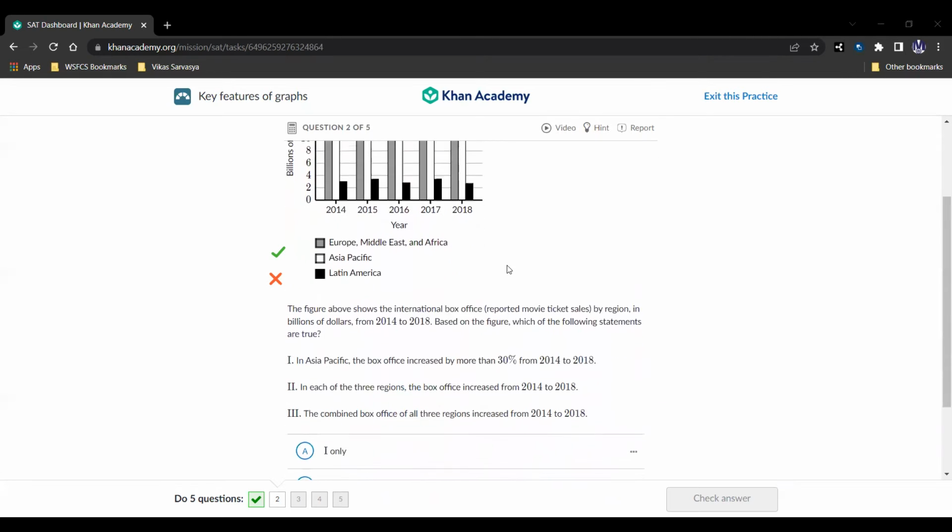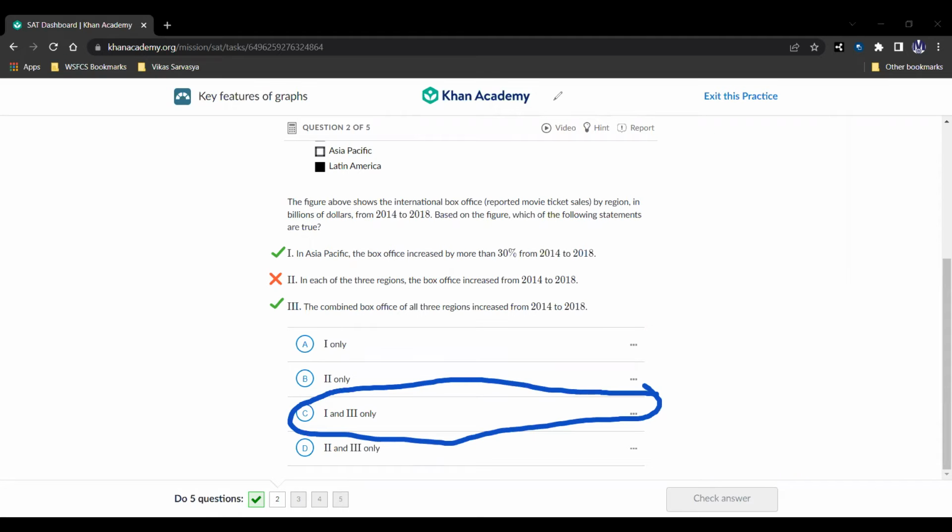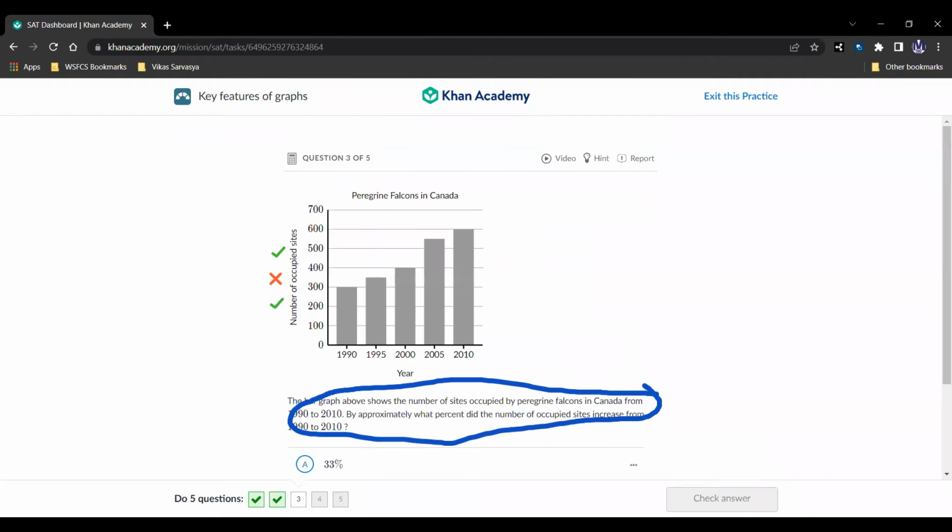So that is going to be more than the 26 we started with. So then this is also going to be true. So 1 and 3 are true. So our answer then is going to be answer choice C right here. So that's our answer. And let's move on to the next question.